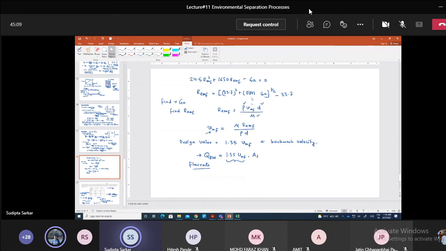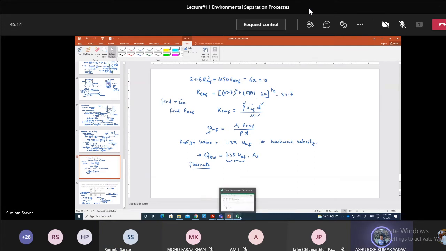Sir, maybe in the previous part we have used porosity of bed as 0.5, but in the equation we have to use a void ratio.